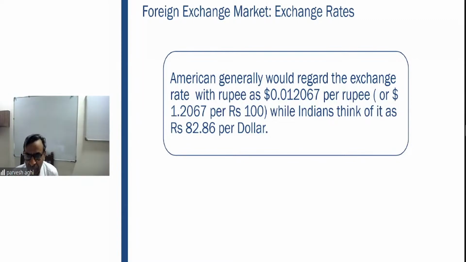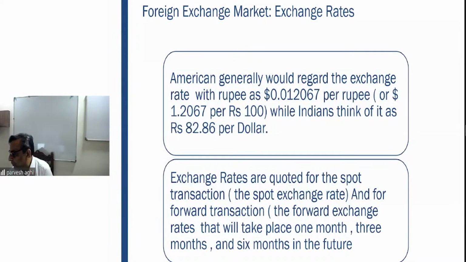So Americans generally would regard the exchange rate with rupee as $0.012067 per rupee, or you can say 1.2067 per 100 rupees, while Indians think of it as 82.86. Okay. And so we are going to talk more about inflation and other things in our next slides, maybe tomorrow. We are going to cover why the dollar always appreciates, and what is the main reason for that. We'll cover it in our coming days.